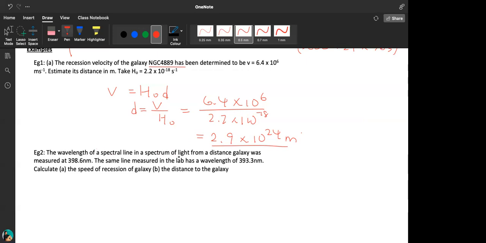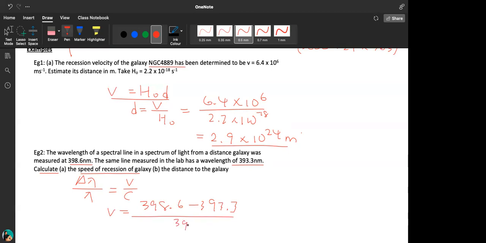The wavelength of a spectral line in the spectrum of light from a distant galaxy was measured to be this one. The same line measured in the lab has this one. Okay, so from the first part, you will get the speed of recession. Then you will use the Hubble law to get the distance to the galaxies. Speed of recession, change in wavelength, v over c, divided by 393.